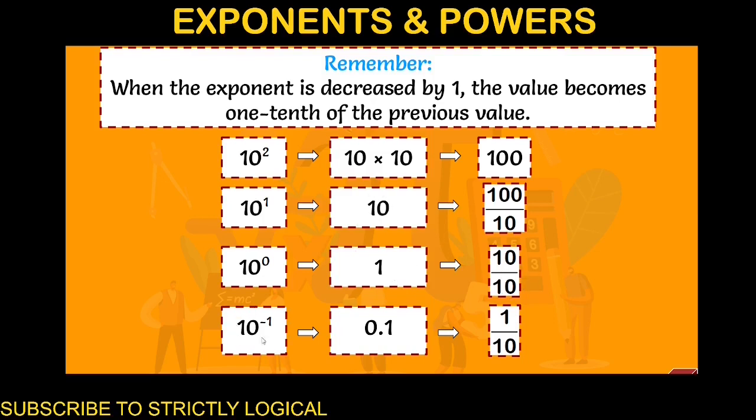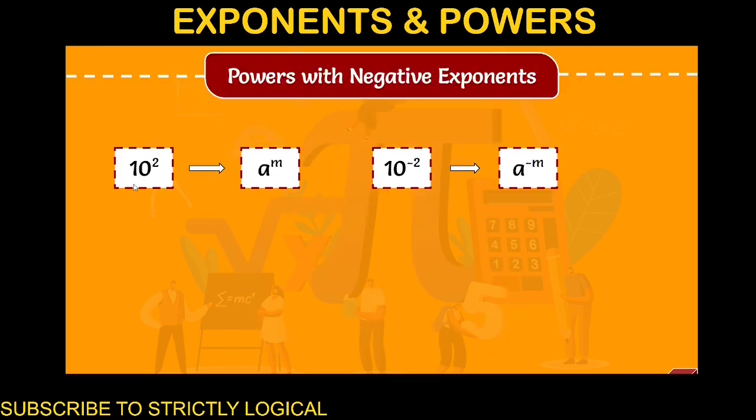Again decrease the power by 1, you will get 10 to the power minus 1, which is equal to 1 by 10, that is equal to 0.1, and this is the 1 by 10th of the previous value. Our previous value was 1. Now look at the representation of the powers with negative exponent.